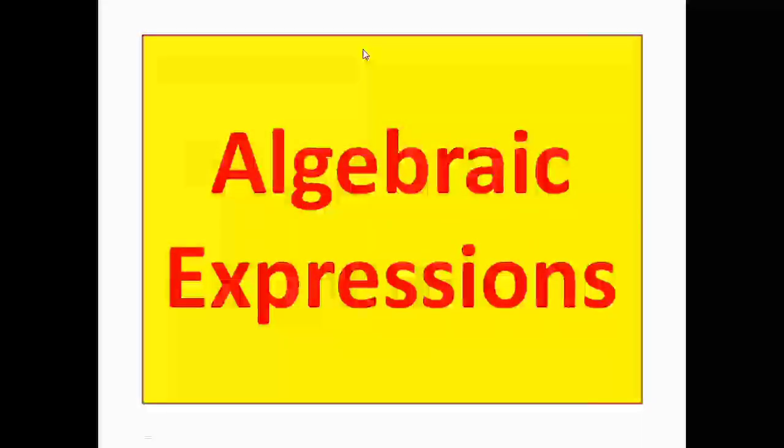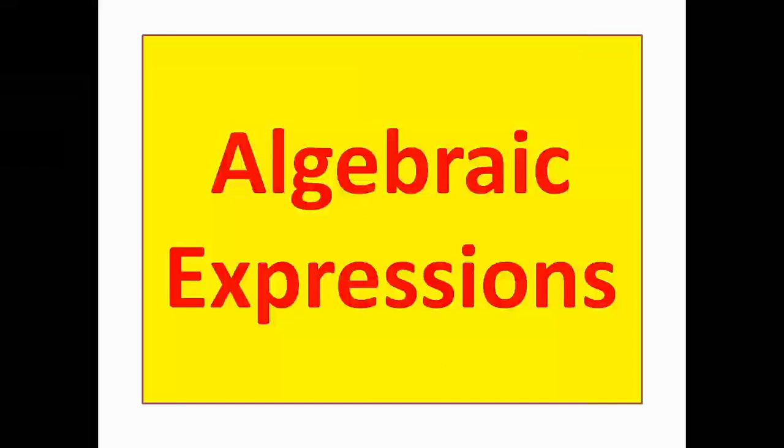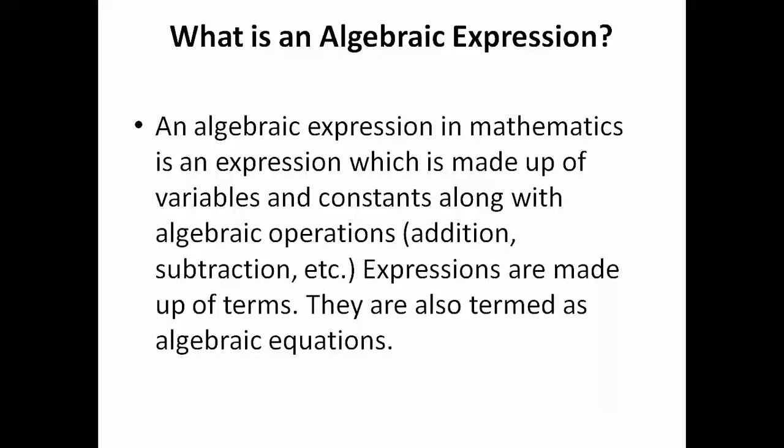Dear students, today we are going to start with Chapter 6, Algebraic Expressions. Let us understand what is an algebraic expression. An algebraic expression in mathematics is an expression which is made up of variables, that is alphabets, and constants, that is numbers, along with algebraic operations, that is plus, minus, multiply, or divide.